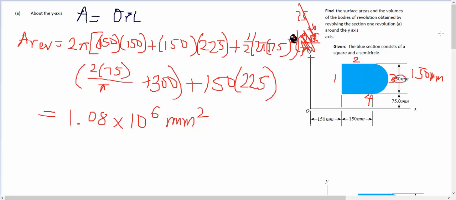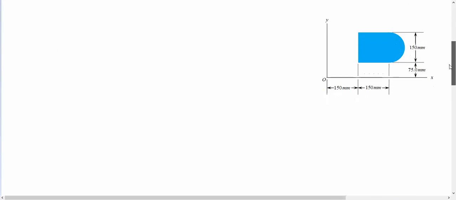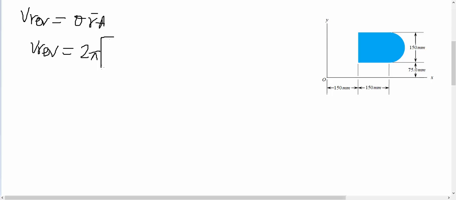That's 2 pi r. So now for the volume, the formula for the volume of revolution is theta RA, same as before. The theta is the angle of revolution. So here we have the revolution is 2 pi, and then we can split this area into 2 parts. So we have a square and a semicircle. So the area of your square is 150 square, and the centroid of your square is 225.